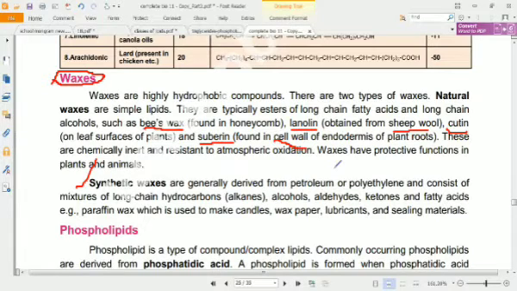All these are chemically inert and resistant to atmospheric oxidation, so they keep the organisms safe from the oxidation process, as well as from bacterial invasion. Waxes are actually esters of long chain fatty acids and long chain alcohols.